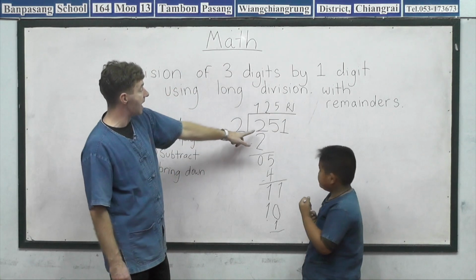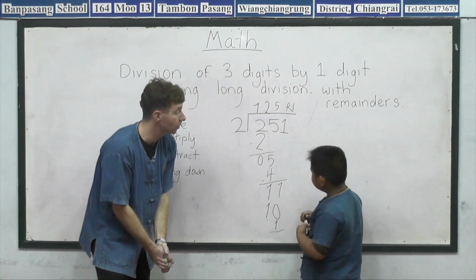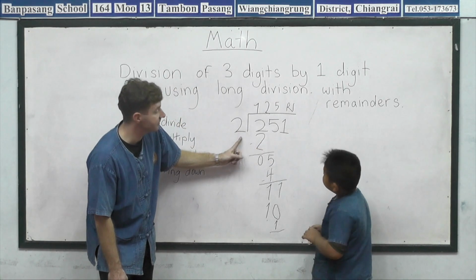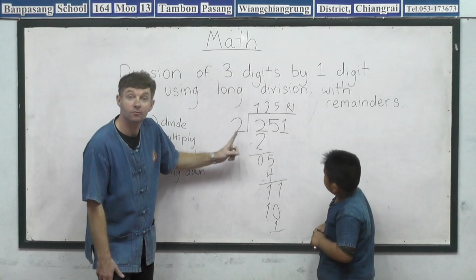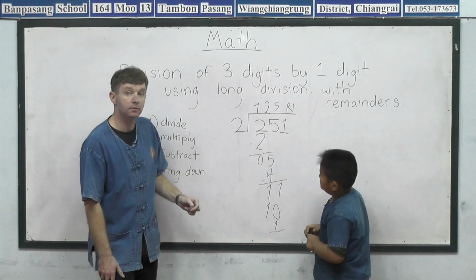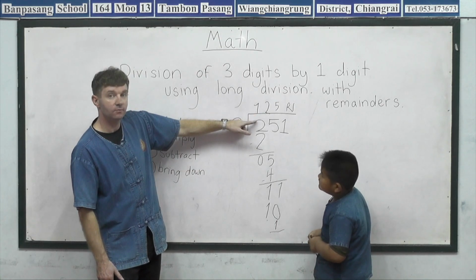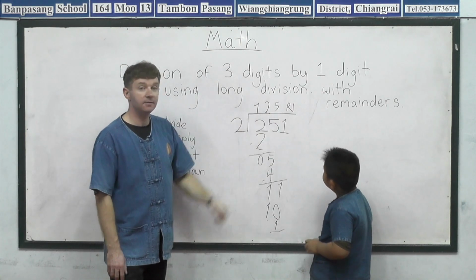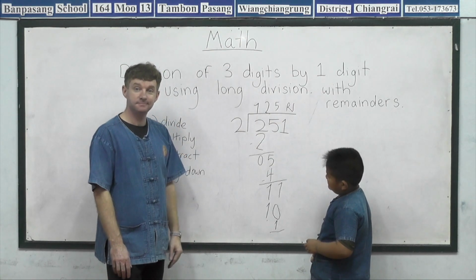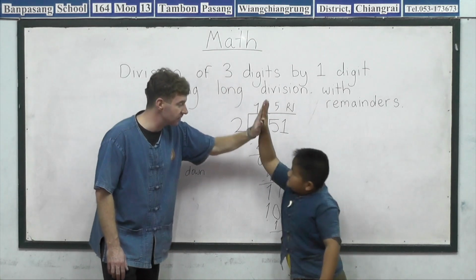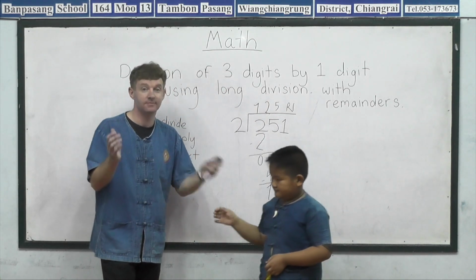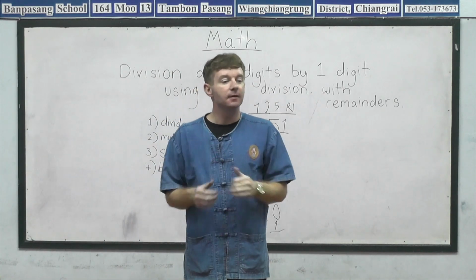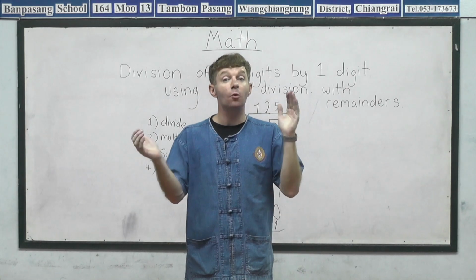So altogether, guys, 251 divided by 2 equals 125. Remainder 1. Excellent. Ned, high five. That was brilliant. Well done. Round of applause for Ned. And a round of applause for everybody for doing so well.